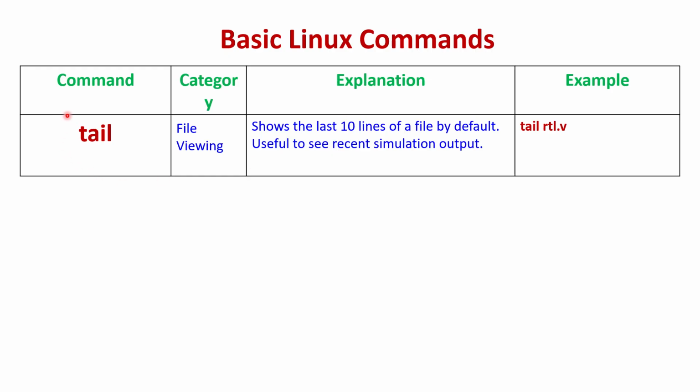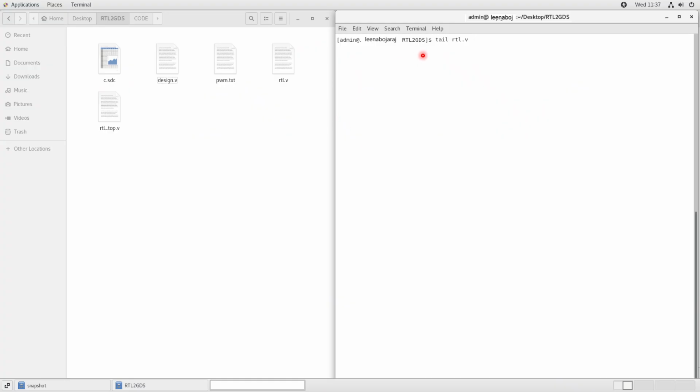The next command we are using is tail. Tail is used for displaying the last 10 lines in the file which we are working. Look here. I am going to give tail and going to give the file name which we want to look into, and pressing the enter key, it will display the last 10 lines of the file which we want.